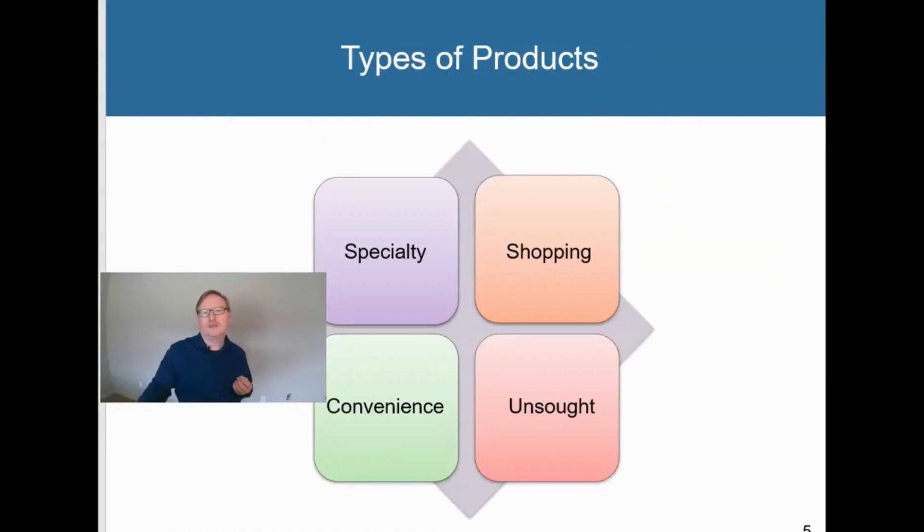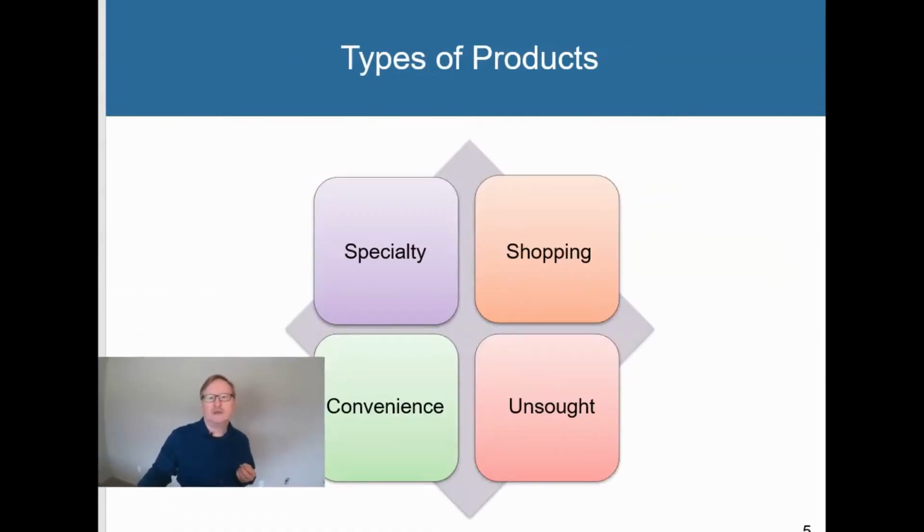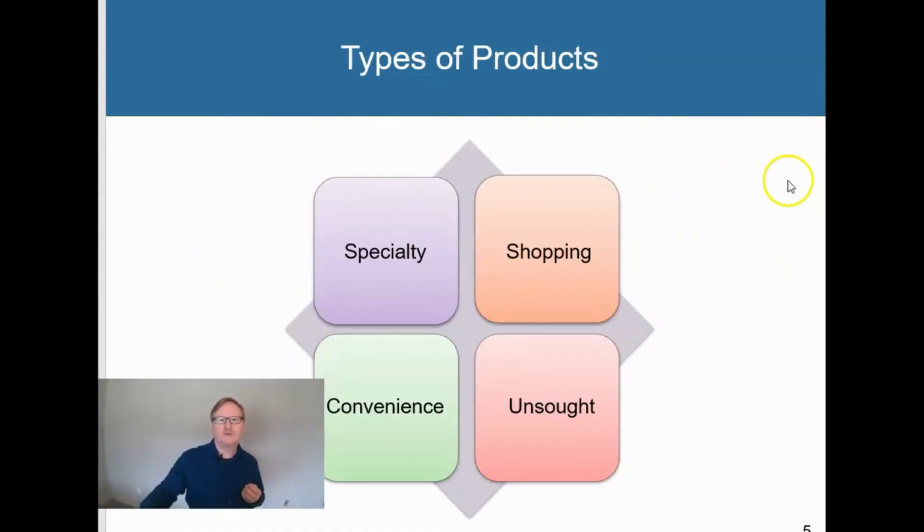Okay, so let's talk a little bit about types of products. So if I'm out and I'm trying to replace a tire on my car, I have a specific tire that I'm looking for. And that's what we call a specialty product. A specialty product. I already know what I want because this is what I need. I need a tire for this car. I need a battery for my laptop. Things that I already specifically know that I'm looking for.